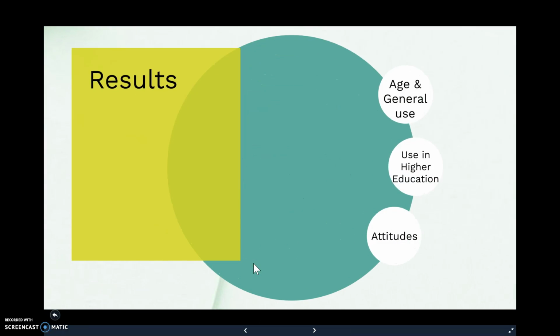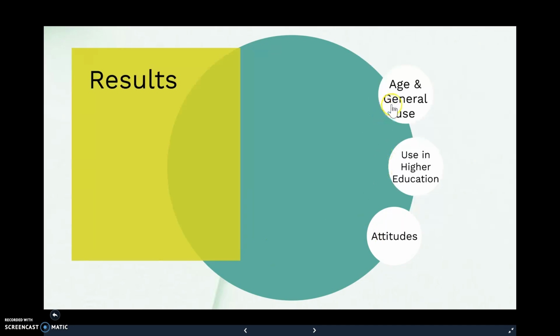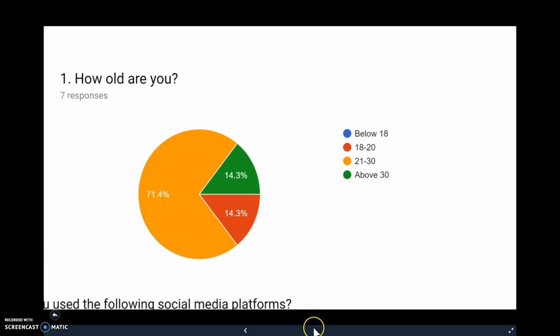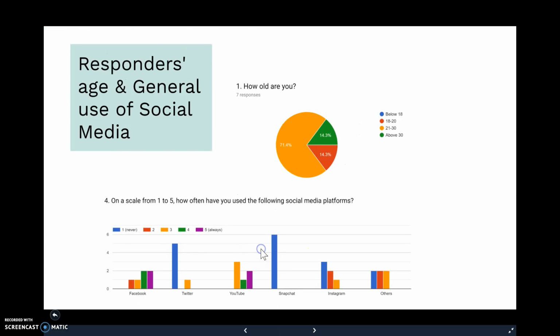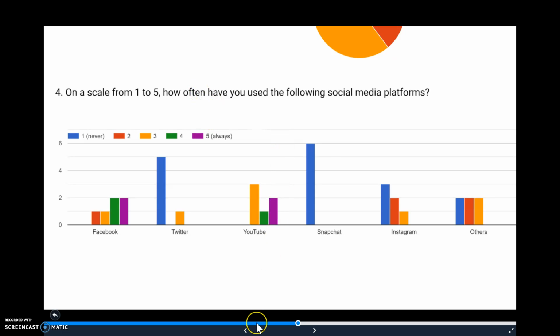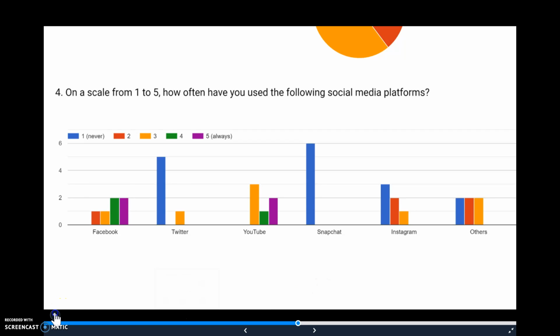Here are the results. For this survey, I got in total 9 questions and I sorted them into 3 main categories. The first category is about the age group and the general use of social media. For this question, I asked about the frequency with which my respondents use the following social media platforms.